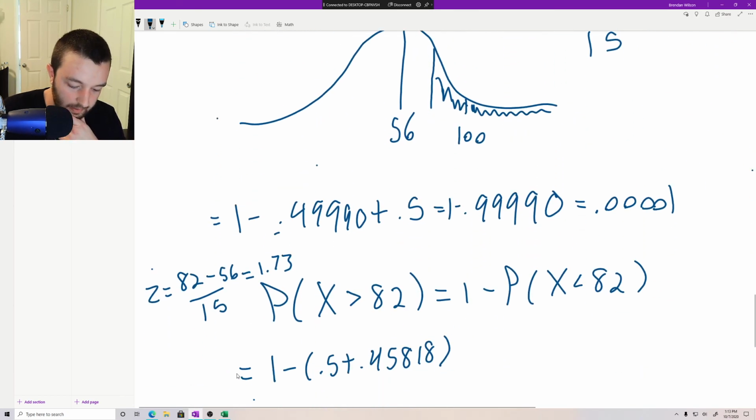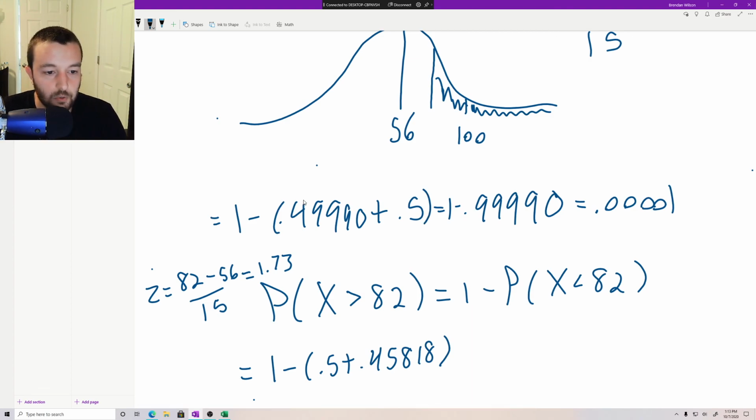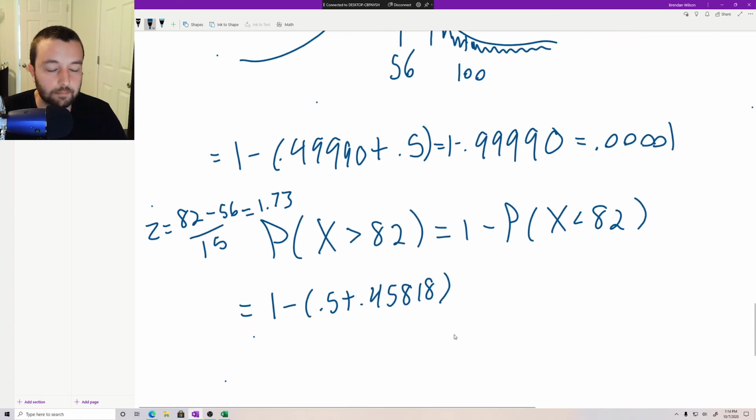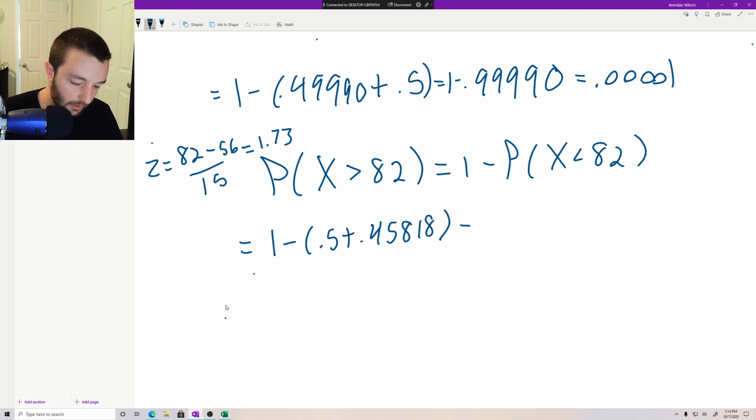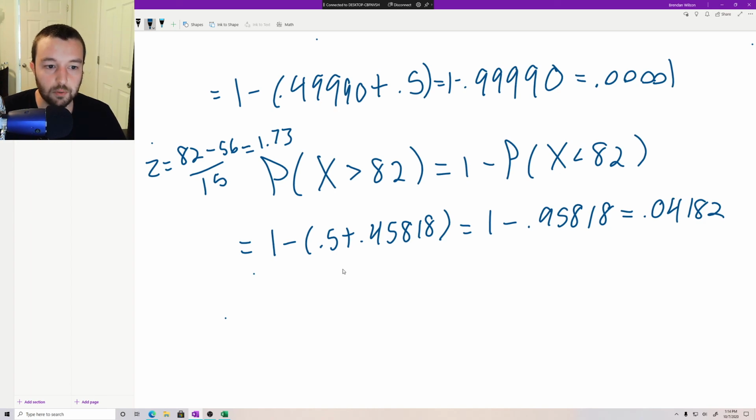Sorry, just to correct this, this should have been in parentheses, because we want to add these first and then do 1 minus that. So just the order of operations. So we're adding these together and then we're doing 1 minus that. Okay. So 0.5 plus 0.45818 is 0.95818. And then we do 1 minus that to get 0.04182. So 4.182% chance that x is above 82. Okay.